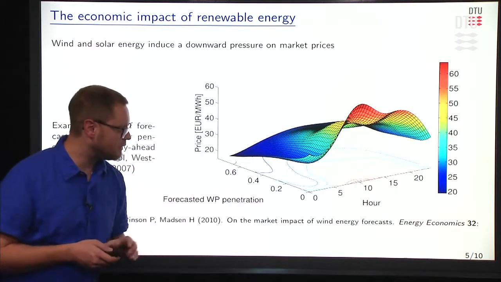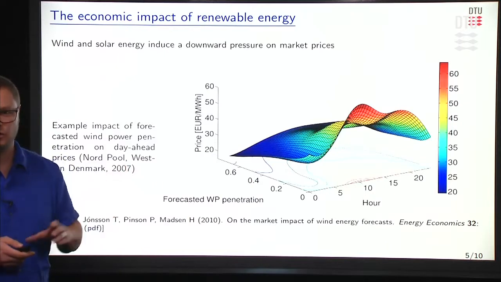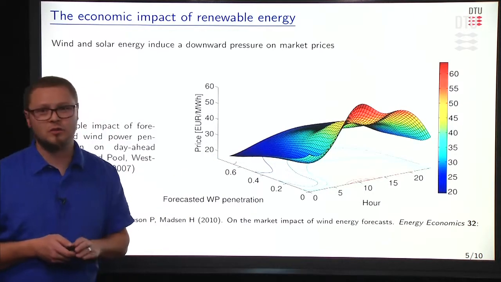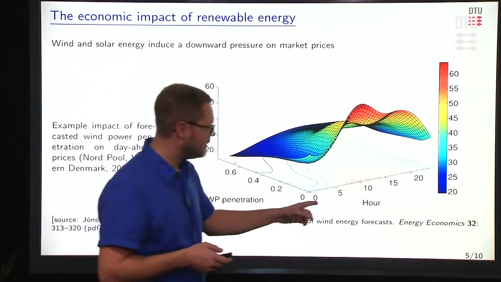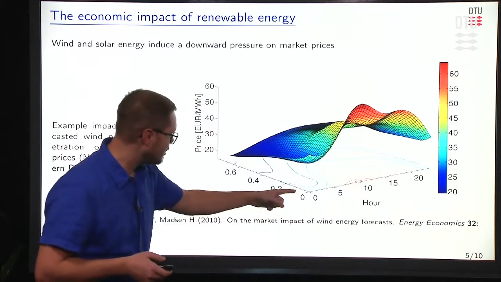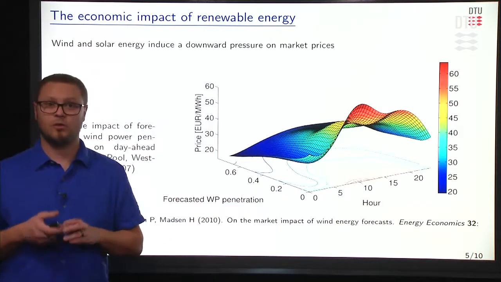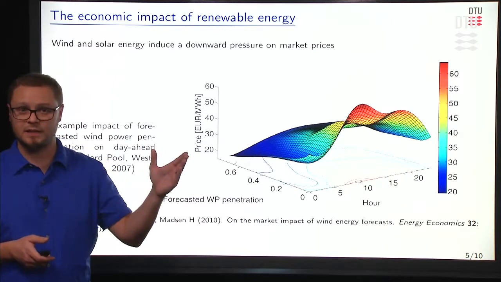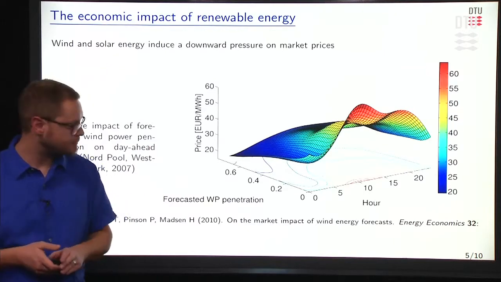This is a very nice figure that has been produced by a student of ours at DTU, which I would like to use as a supporting example. This figure shows the average electricity price as a function of the time of the day and as a function of the forecasted wind power penetration in the markets. We define forecasted wind power penetration as the ratio between forecasted wind power and the forecasted electric load to meet.